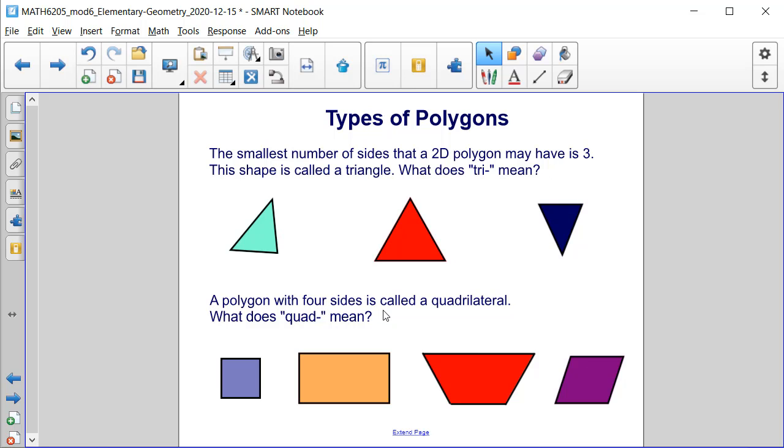A polygon with 4 sides is called a quadrilateral. What do you think quad means? Here is a set of quadrilaterals. What do they all have in common?